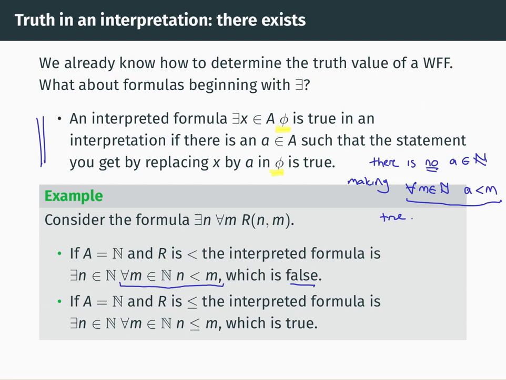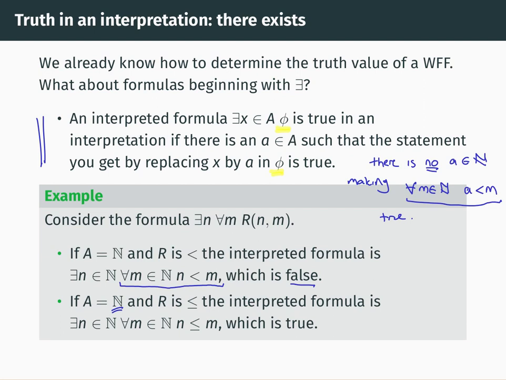Now let's look at a different interpretation of the same formula. So this time we're going to interpret the variables as coming from the set of natural numbers again, so the same domain of this interpretation, but we'll look at a different relation. So this time the relation will be the less than or equal to relation on the set of natural numbers. This time the interpretive formula becomes: there exists a natural number n such that for all natural numbers m, n is less than or equal to m. This is a true statement, so the interpretation of this first order formula is true.